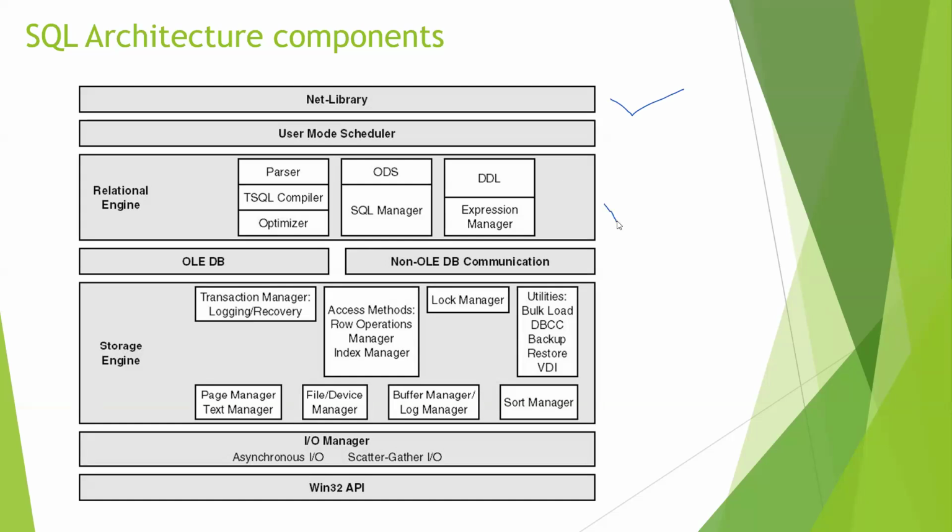So we discussed the various components in the relational engine: how the query will be parsed, how the optimizer generates a plan, and where the data will be stored. We discussed all this, right? So where the plans will be stored in memory, right? We have a plan cache and we have a data cache.